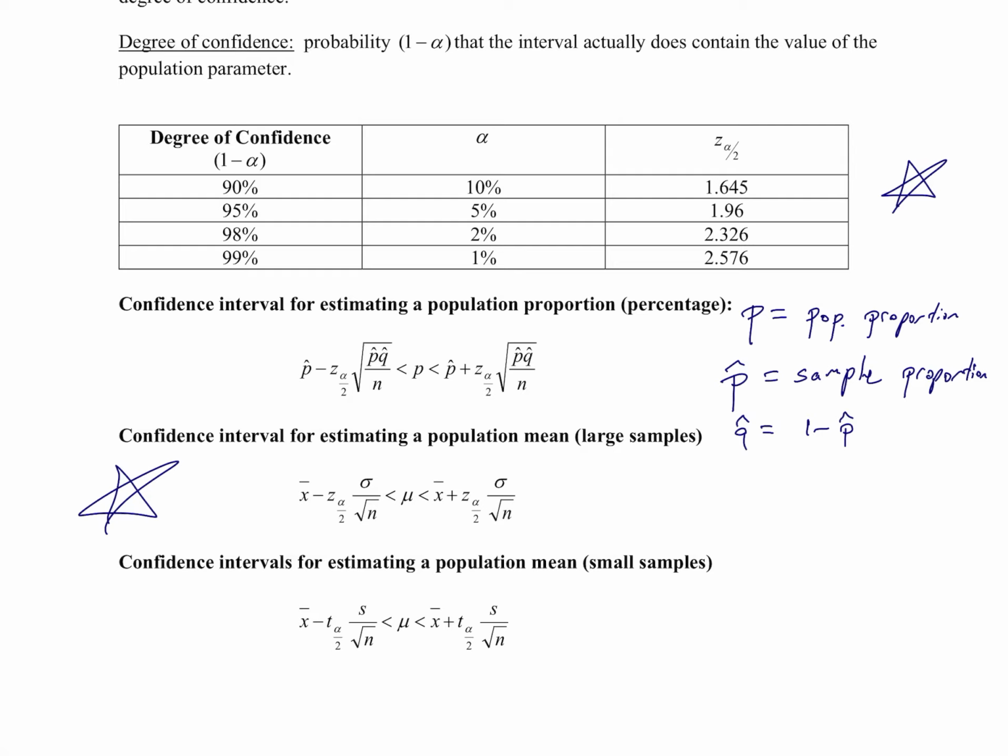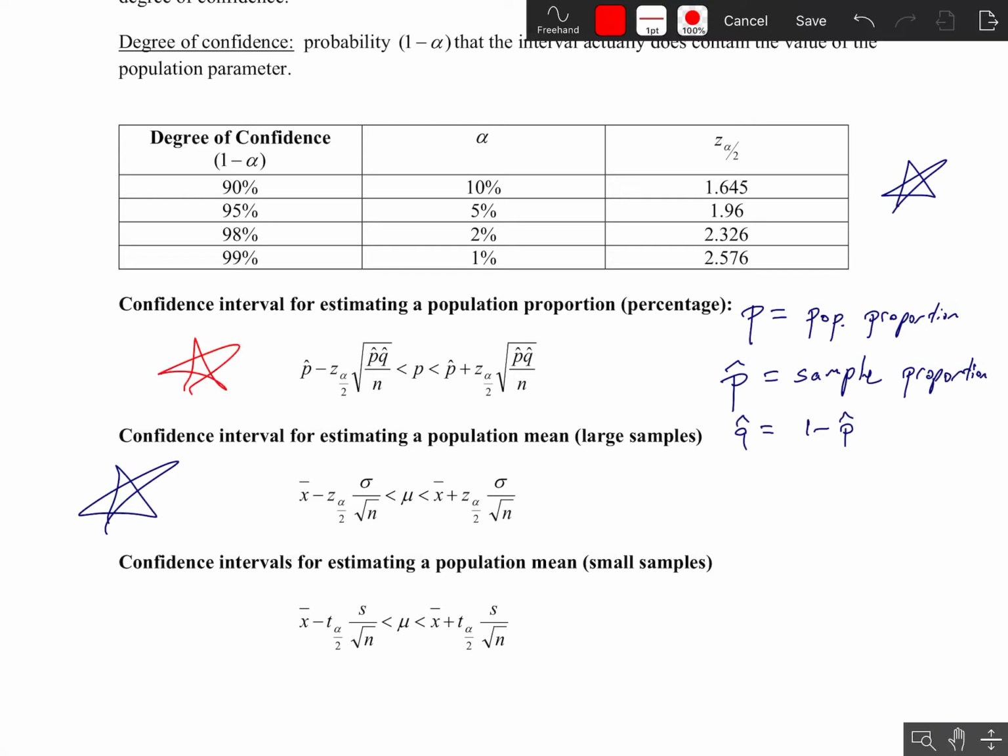But the strategy for attacking these problems is pretty similar to section 7.1. So let's look at the three formulas that we haven't discussed so far. These are part of 7.2 and 7.3. So the first one that I want to look at is this one.